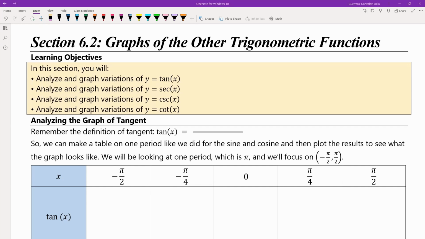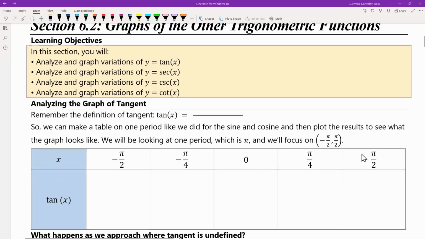You're thinking we're going to do all four of the other trig functions, but it's not anything you haven't learned, okay? Two of them are going to be very similar, and the other two are going to be basically a review of how to graph sine and cosine. And that's it, okay? We'll start with graphing tangent first, okay?